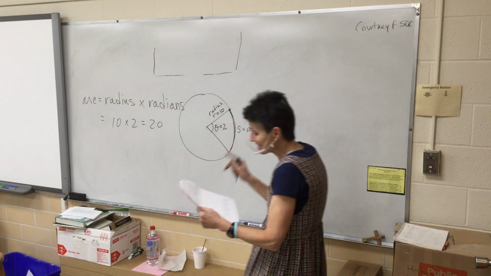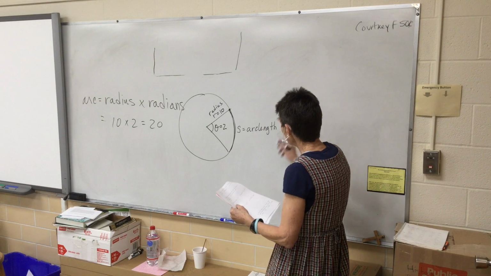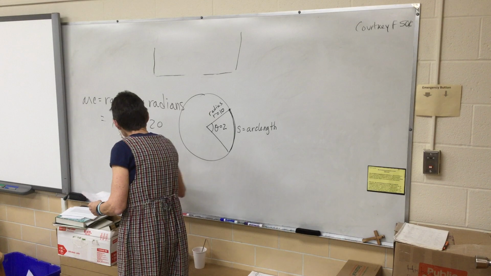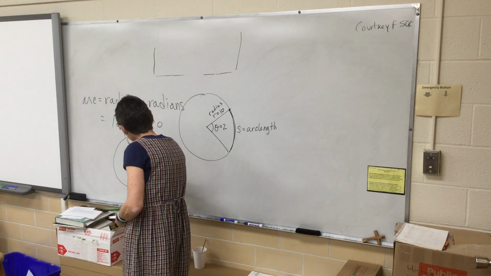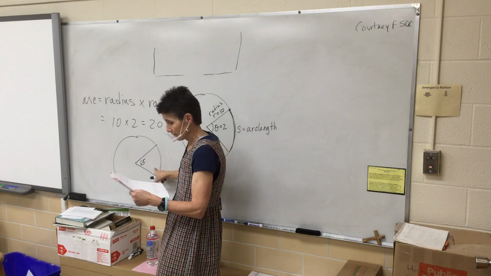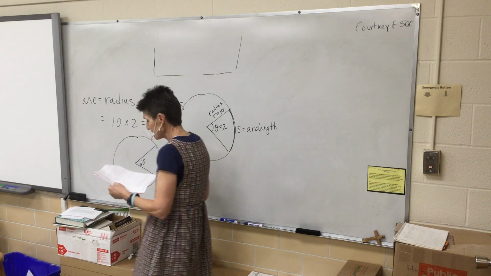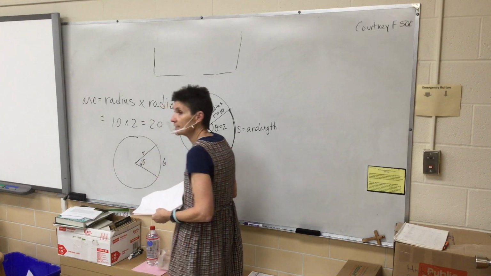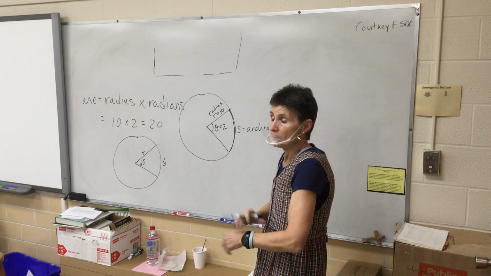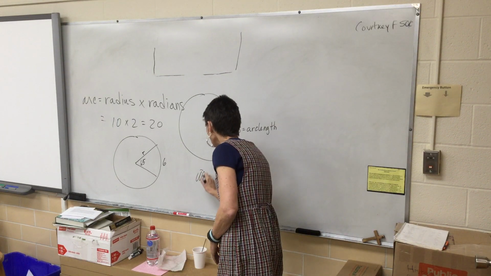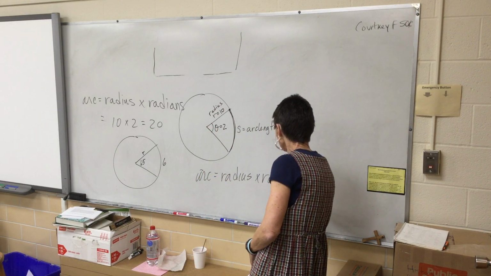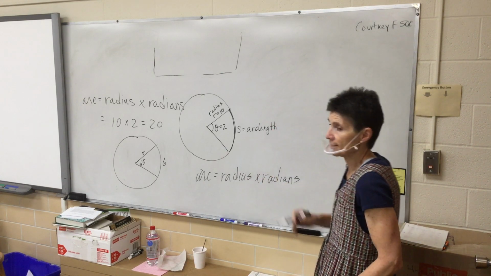The next one is exactly the same, except the given is different. So I have the same picture. My angle is 1.5, no degrees, so that's a radian, 1.5 radians. The arc length is 6, and I have to find my radius. My formula is arc length equals radius times radians. Every time I'm doing arc length, that's what's in my head.